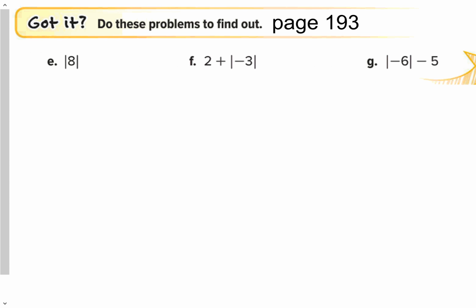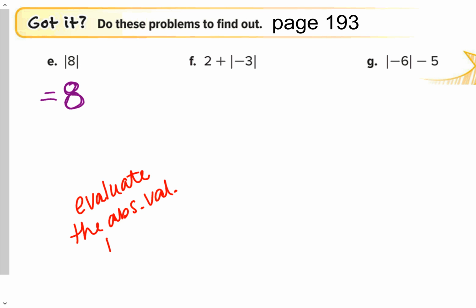Okay, so let's go on to examples E, F, and G on page 193. This is read as the absolute value of 8. So 8 is 8 units away from 0, so the answer is 8. Here, we're going to run into an operation with our absolute value. So what you have to remember is evaluate the absolute value first.